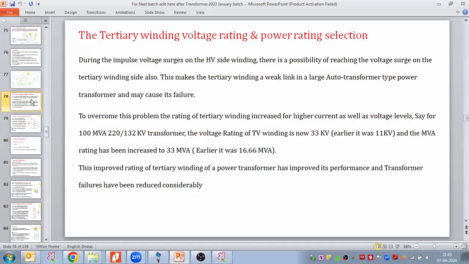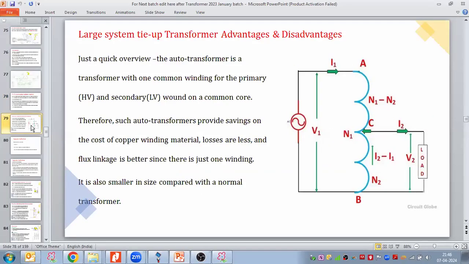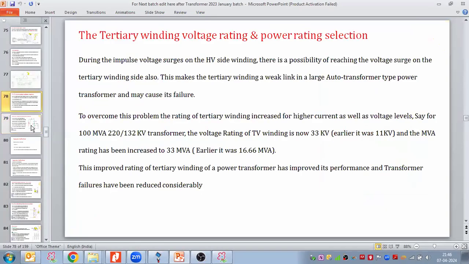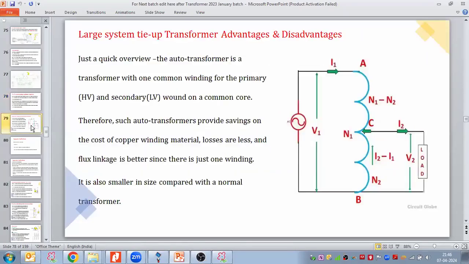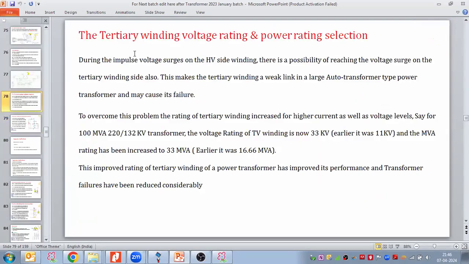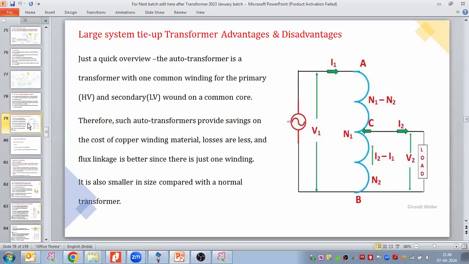So the tertiary voltage rating and tertiary power rating we discussed yesterday for the auto transformer. Large system tie-up transformer advantage and disadvantage, I think this is what we have discussed and studied up to this point. The tertiary winding, what should be their voltage rating and what should be the power rating. Power grid selection also.